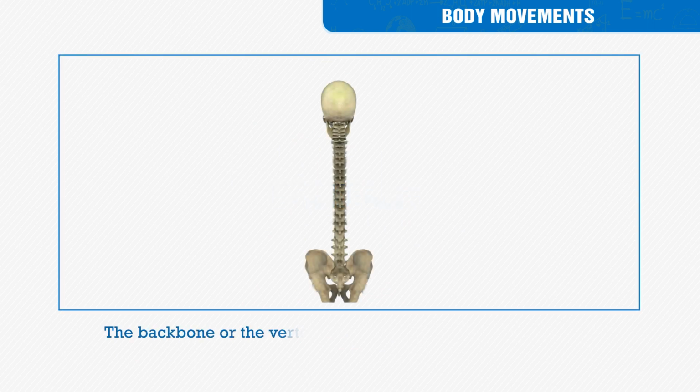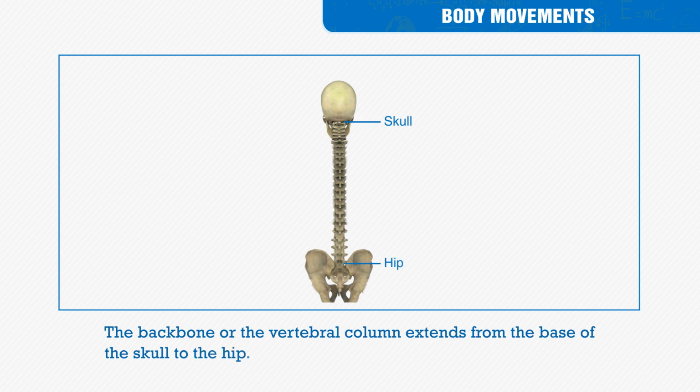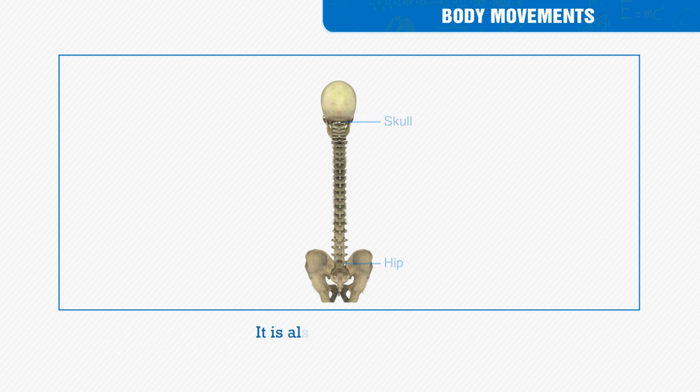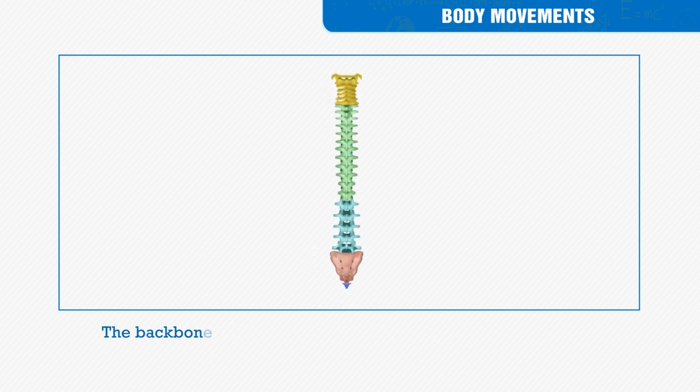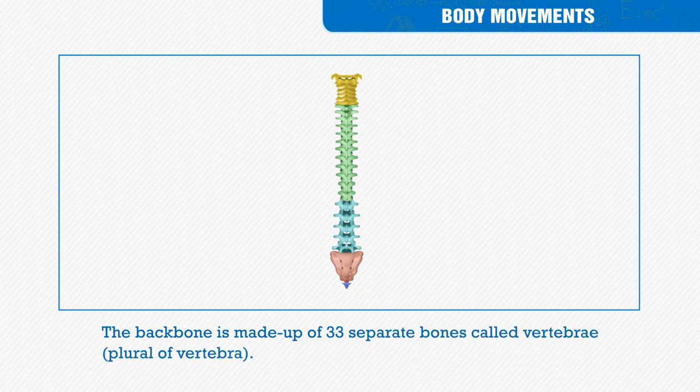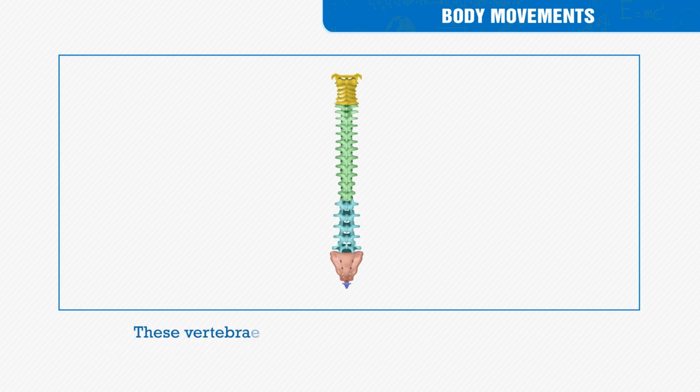Backbone. The backbone or the vertebral column extends from the base of the skull to the hip. It is also known as the spine. This backbone and the strong back muscles help us to stand erect. The backbone is made up of 33 separate bones called vertebrae, plural for vertebra. These vertebrae are ring-like and are joined end to end.